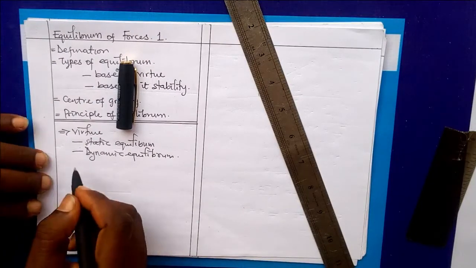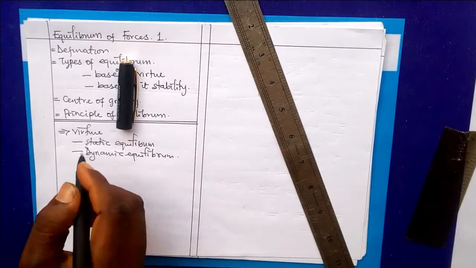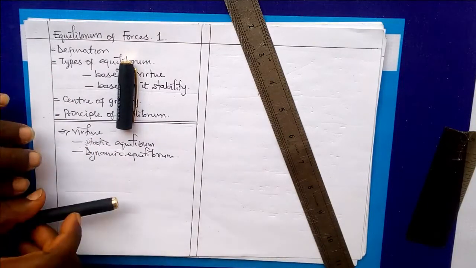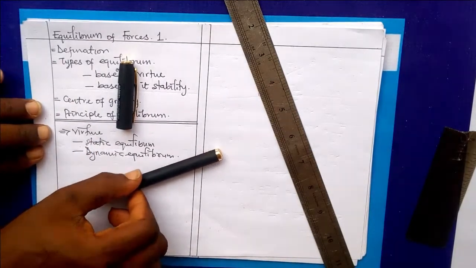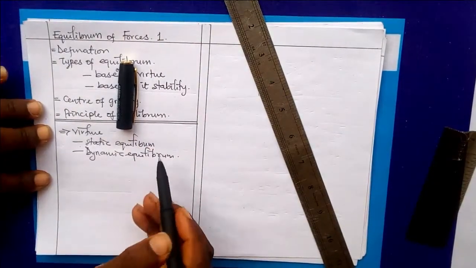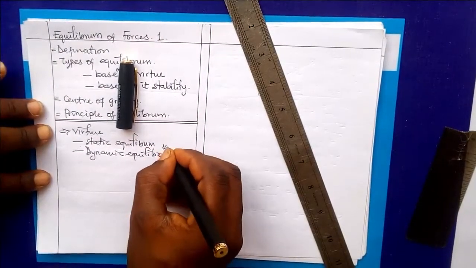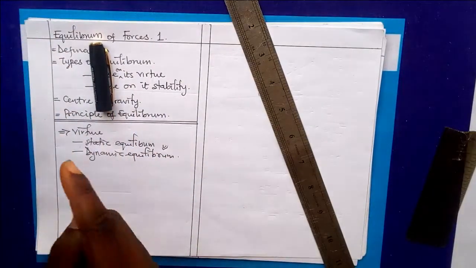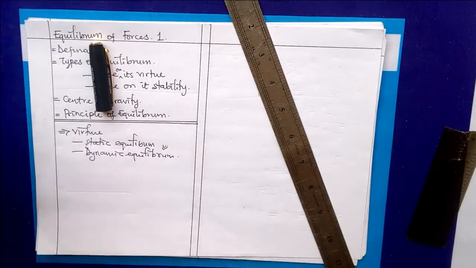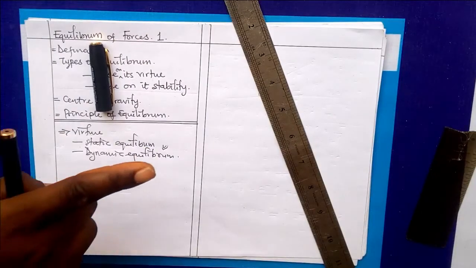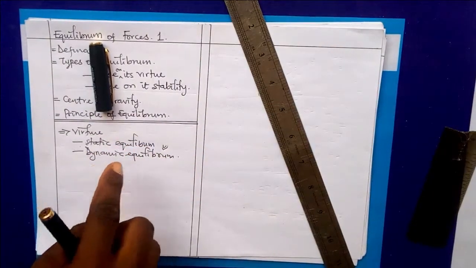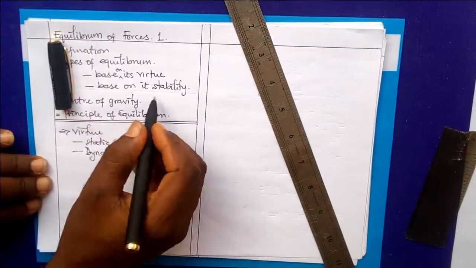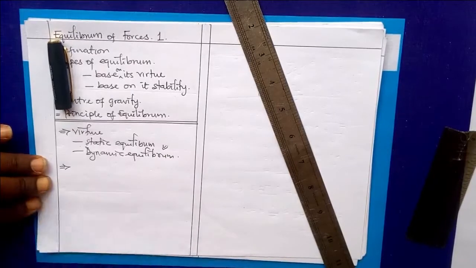Then we say it is dynamic equilibrium if it is in constant velocity on a straight line. That is, it is moving with constant velocity on a straight line, then we say it is in dynamic equilibrium. Static equilibrium if it is stationary, dynamic equilibrium if it is moving on a straight line with constant velocity. Then based on its stability, we have 3.